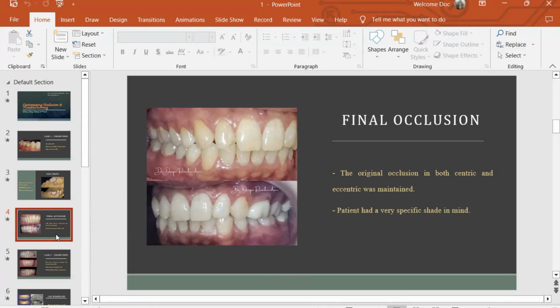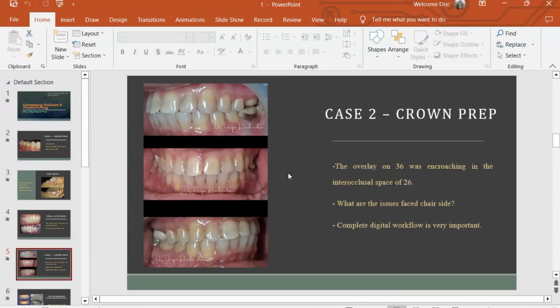Now this is my second case. Okay, so this case is a little difficult. All the cases are single crowns, but each case had something special. Each case had a particular challenge that was specific to that particular case. So in this particular case, the patient came to me and he underwent endodontic treatment in 2.6. Okay, and this is the image which was taken after the crown prep.